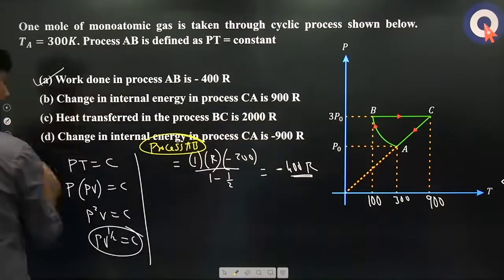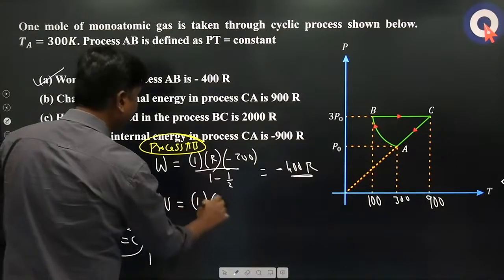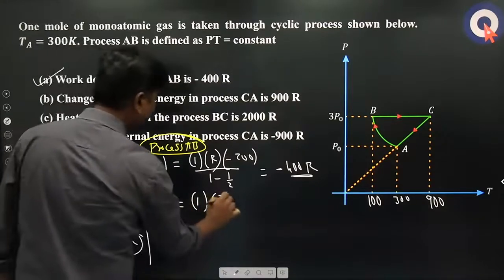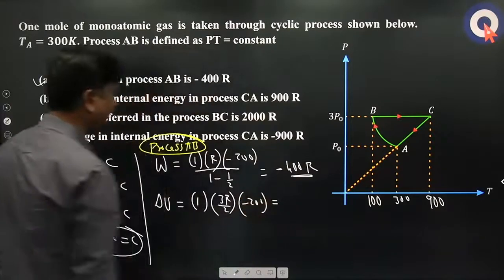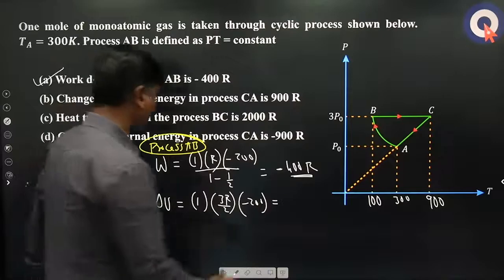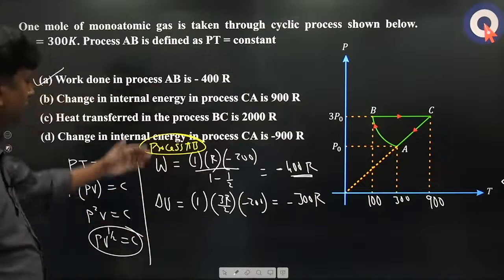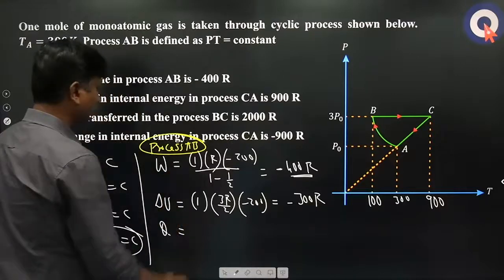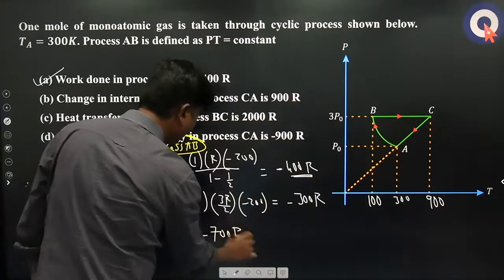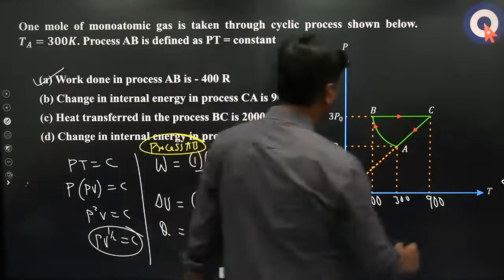What is the work done? Found out. What is ΔU? n Cv ΔT, 1 mole. Cv, which gas? Monatomic, yes, 3R/2. ΔT, temperature decreasing, so minus 200. That will be minus 300 R. Internal energy also decreases, work done is also negative. So Q equals ΔU plus W, so add these to get minus 700 R. Means heat is rejected in process AB.